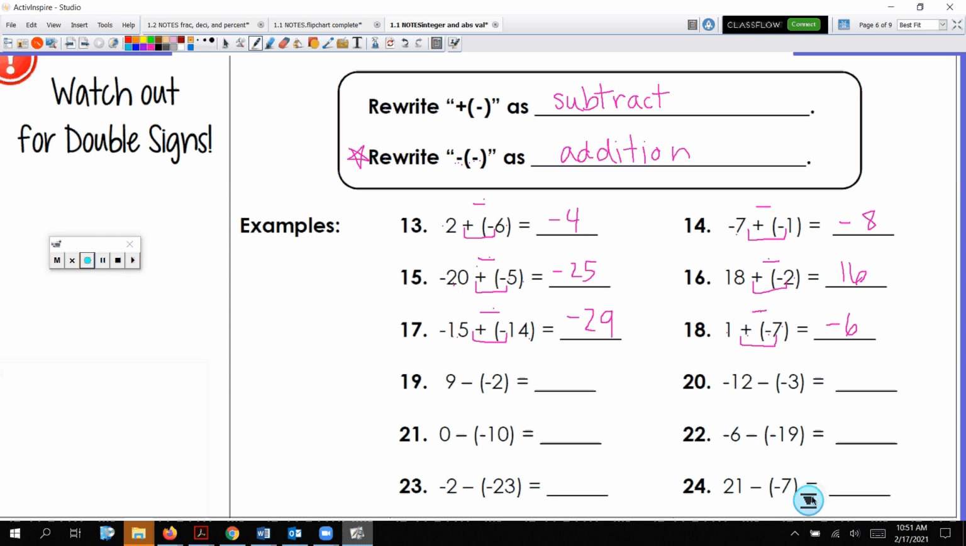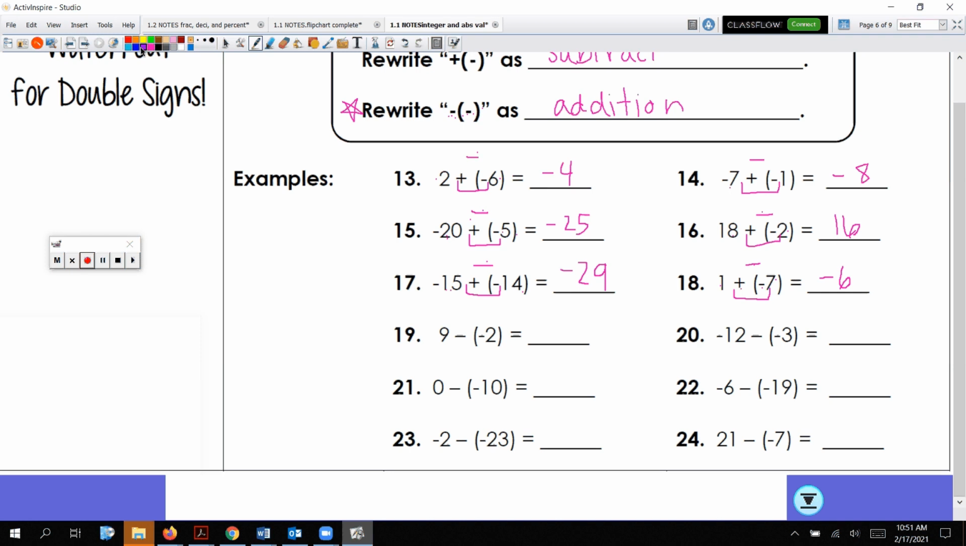All right, so now down here, we're going to get to the minus minuses. So when you see two negatives together, that becomes addition. Now this is 9 plus 2, which is 11. I have two negatives together, that's addition. Negative 12 plus 3 is negative 8. Number 21, I have two negatives together, that's addition. 0 plus 10 is just 10. For number 22, I have two negatives together, that's addition. Negative 6 plus 19 is 13.